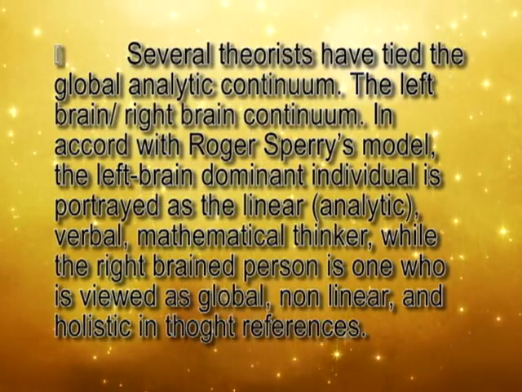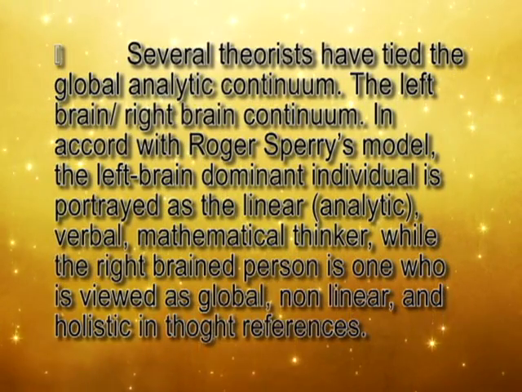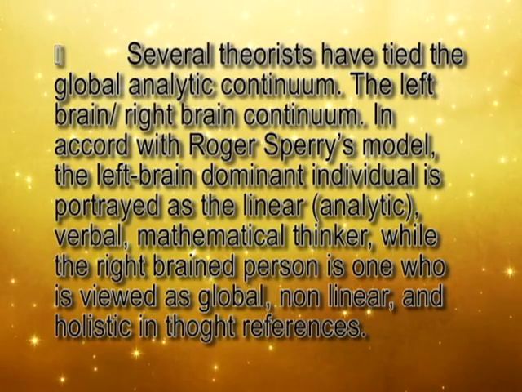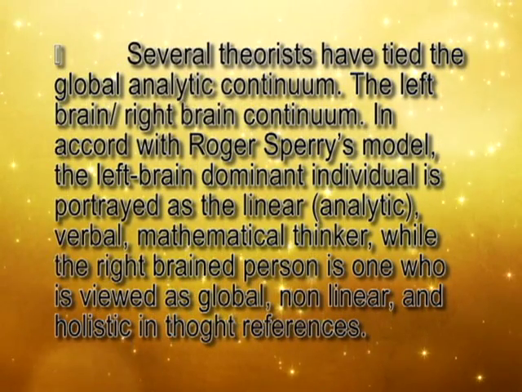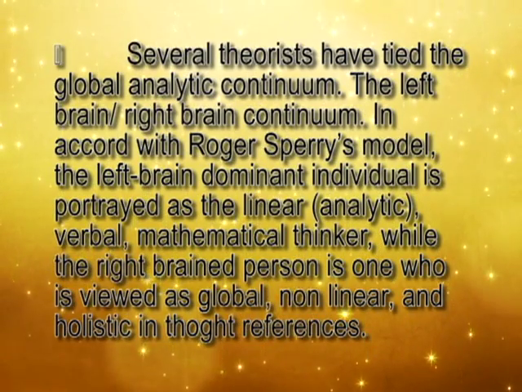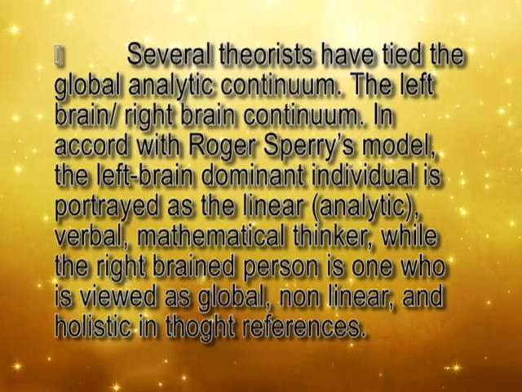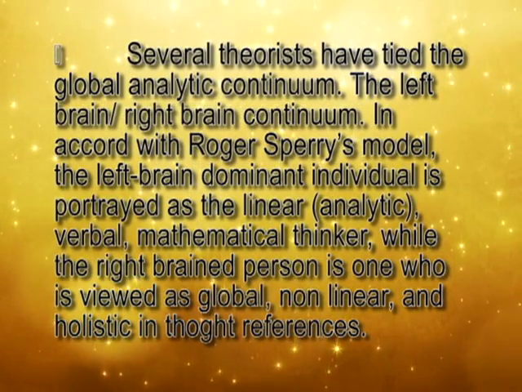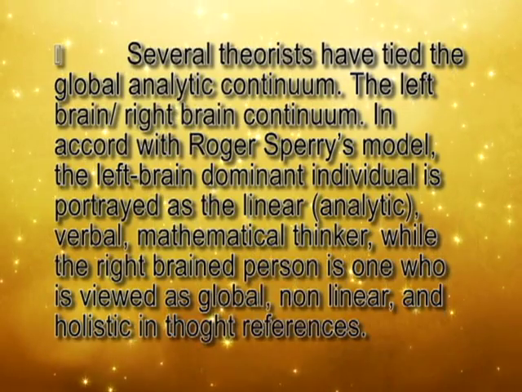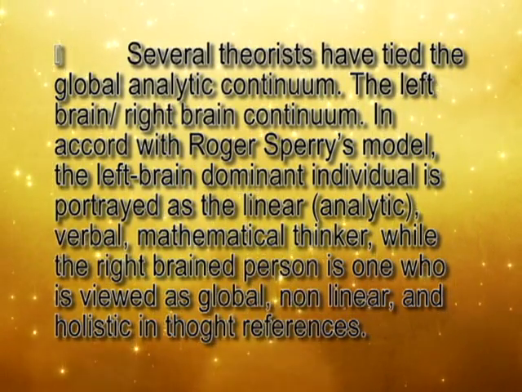Several theorists have tied the global analytic continuum to the left or right brain continuum. In accord with Torrance's model, the left brain dominant individual is portrayed as the linear, verbal, mathematical thinker, while the right brain person is one who is viewed as global, non-linear, and holistic in thought preferences.